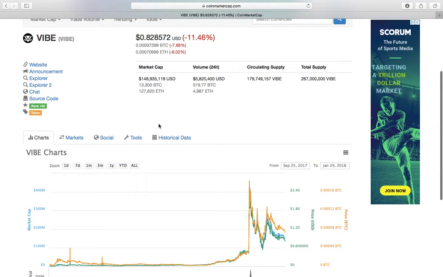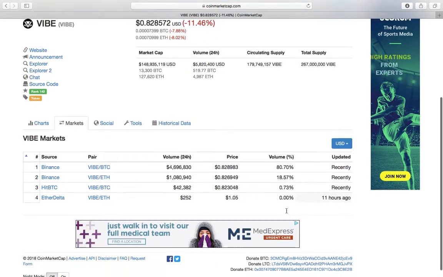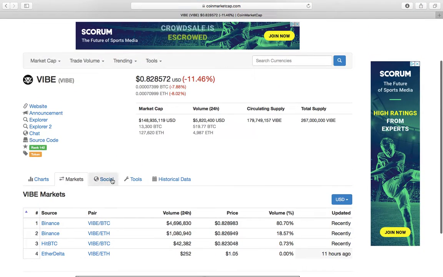So let's say that you're thinking about buying that. You're going to want to know where you can buy it. You click on the market button here, and it shows you where you're able to buy it. So here you can buy it on Binance for Bitcoin. You can buy it on Binance for Ethereum. You can buy it on BTC for Bitcoin, and you can buy it on EtherDelta for Ethereum. It shows you the volume that's happening on those exchanges. It's showing you the price that's happening on those exchanges. So you can see all that right there.